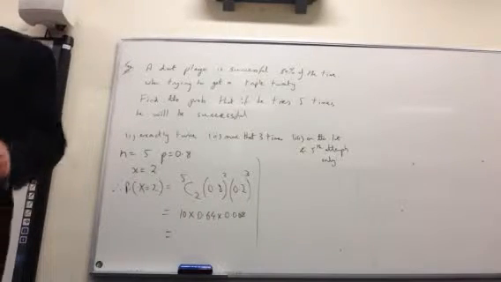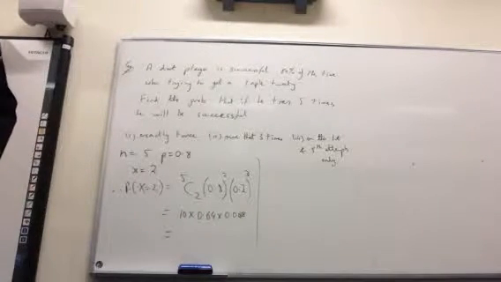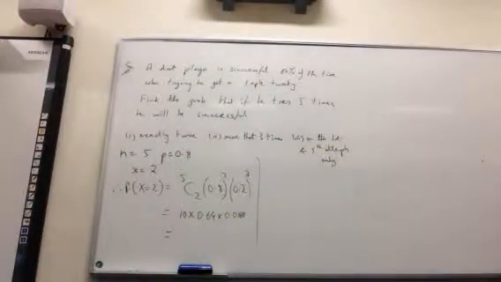Now, is everyone happy with that one? That's the way we've done our normal thing. 2 out of 5, straight into the binomial, away we go.